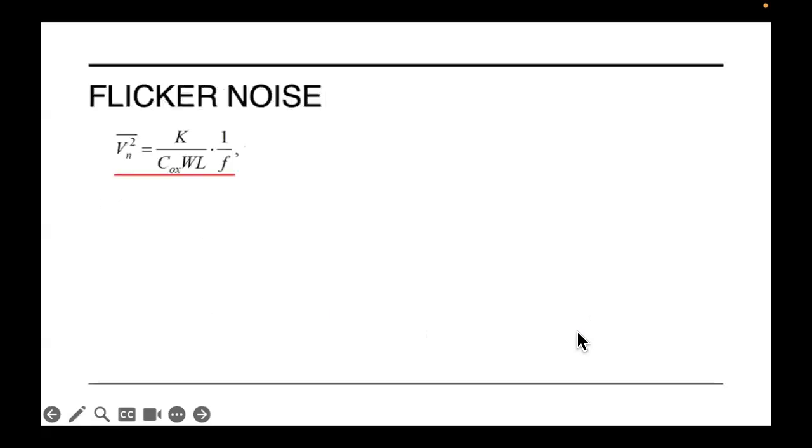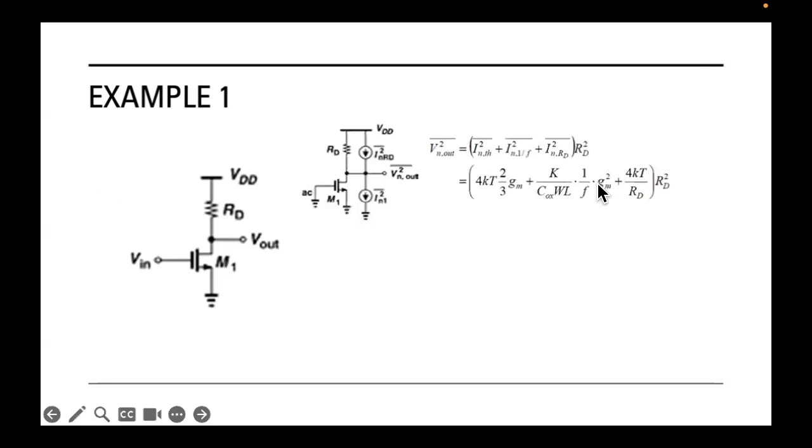So these are the 3 different currents moving in our circuit, and these 3 different currents are mainly due to three sources of noise. We have white thermal noise due to the MOSFET between the source and the drain. We have a flicker noise at the gate due to the metal oxide semiconductor interface, and we also have a white thermal noise due to the resistance here.